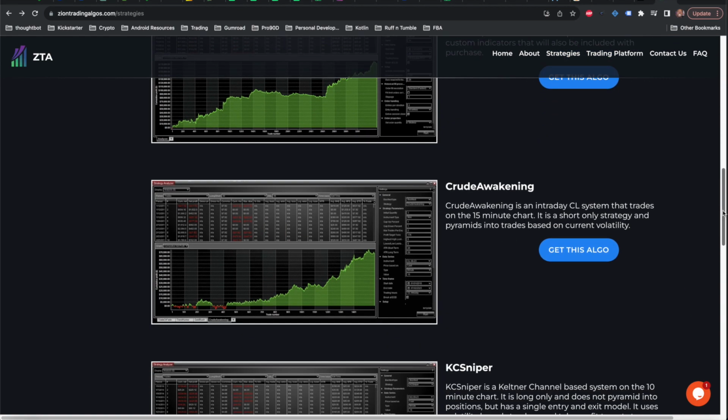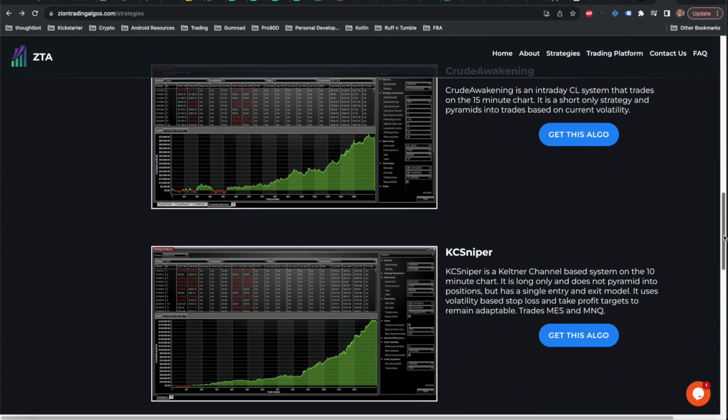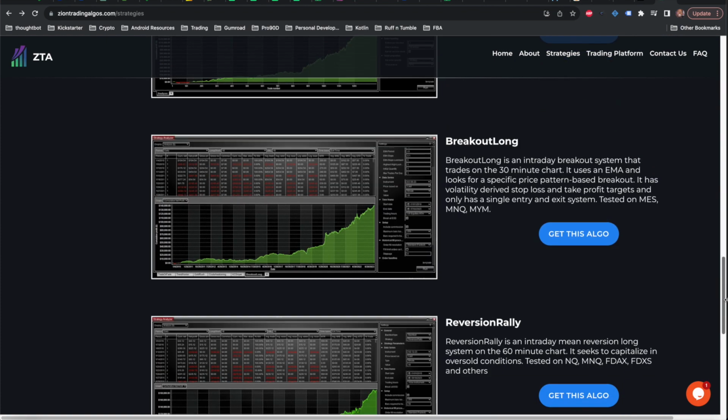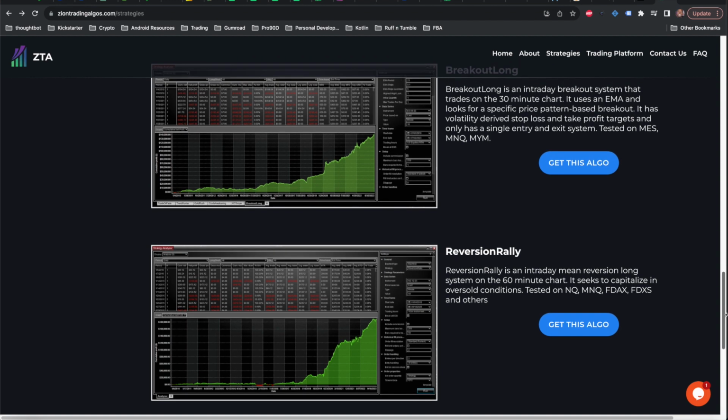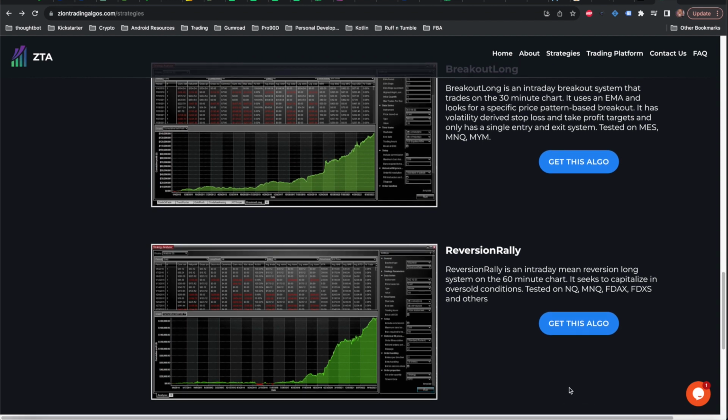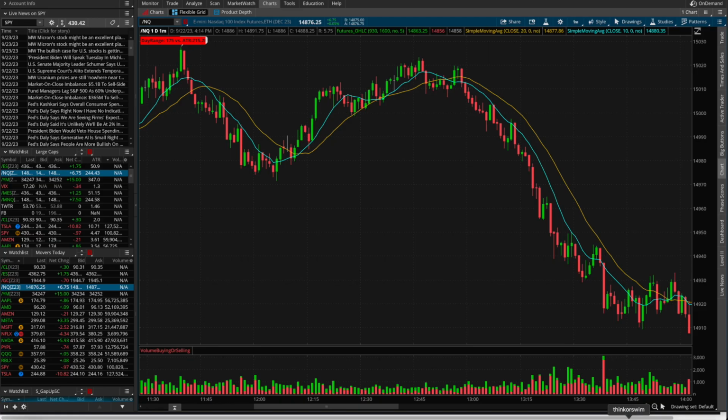I wanted to introduce one of our newest releases today. Man, I'm so happy to talk about a new algo, a new bot we just pushed out live to our site. It is a mean reversion system, and it works on the Nasdaq and ES futures.